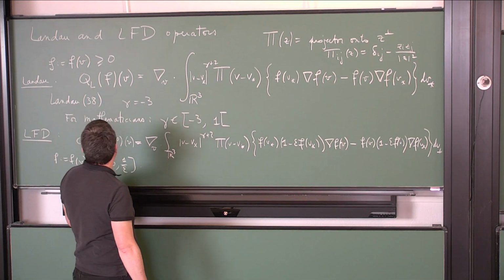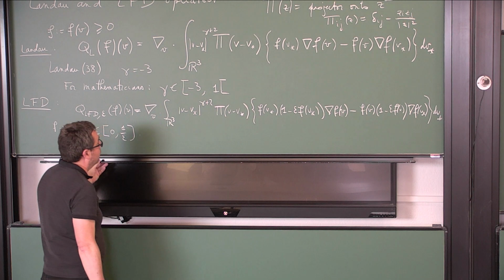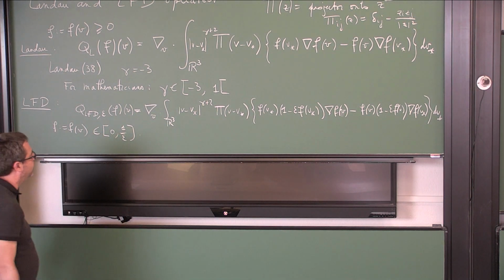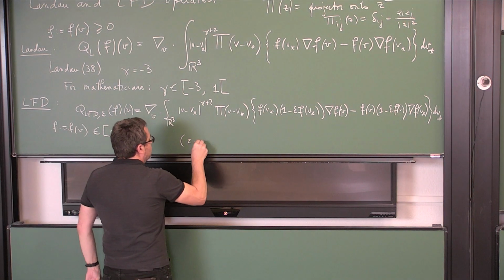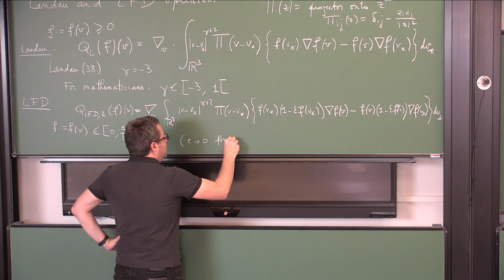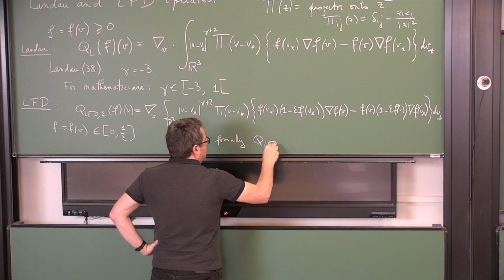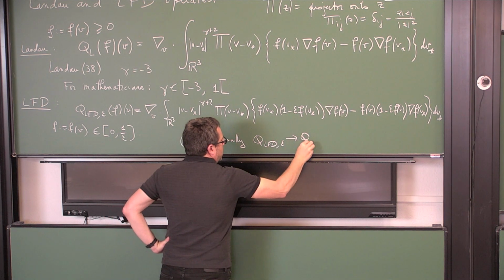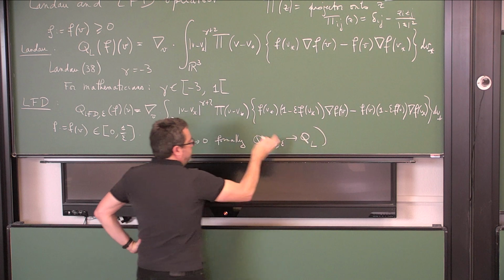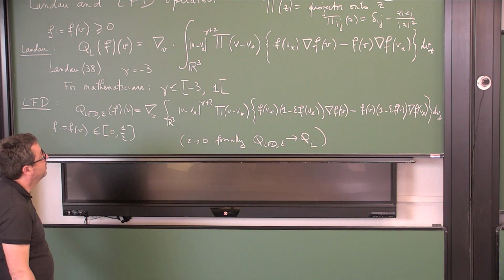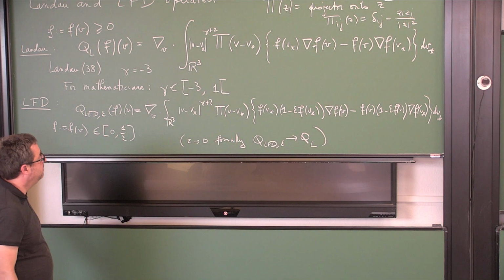So that is the definition of the kernels, and of course you can see that when epsilon goes to 0, formally you go from the Landau-Fermi-Dirac towards the Landau.